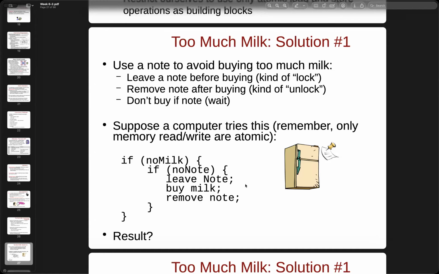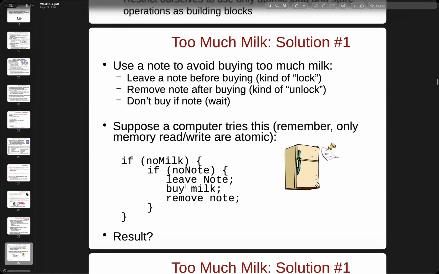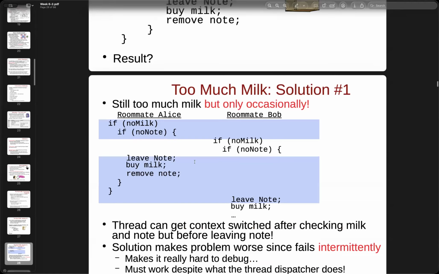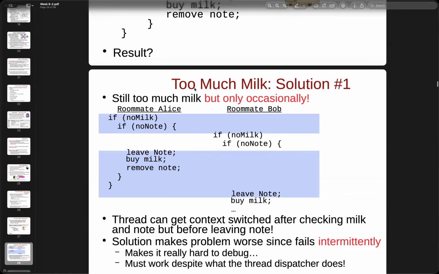Then person B comes. Say you are at the stage where you already left the note, and in the critical section you buy milk. Process B checks: there's a note right here, so I'm not doing anything. I will just wait until you remove the note and check again. What's the result right here? It's still too much milk, but only occasionally.